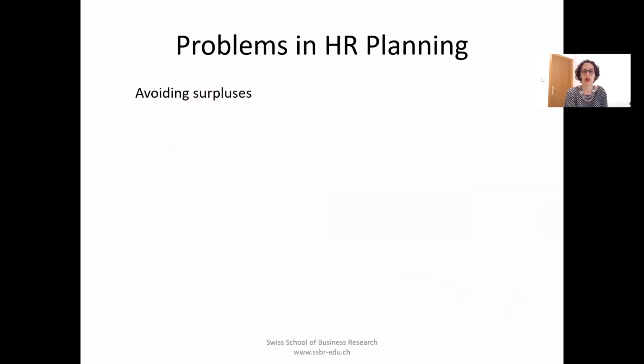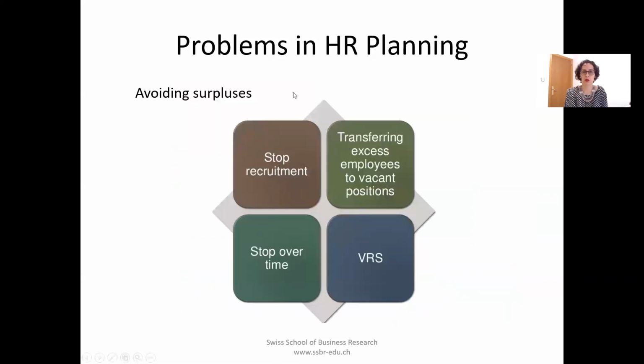So let's take a look at them. How can we avoid a surplus? The first thing, stop recruitment. No more, don't post any job openings. There are no more vacancies. Tell everybody who is being interviewed that you are no longer hiring. That's it. Stop.